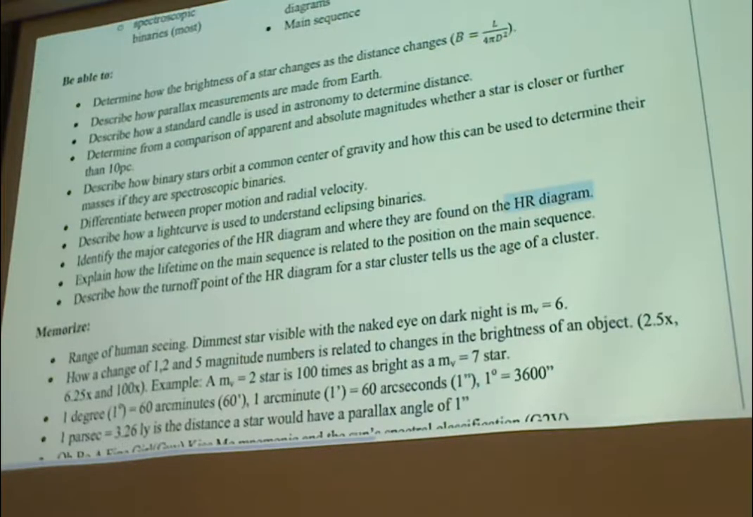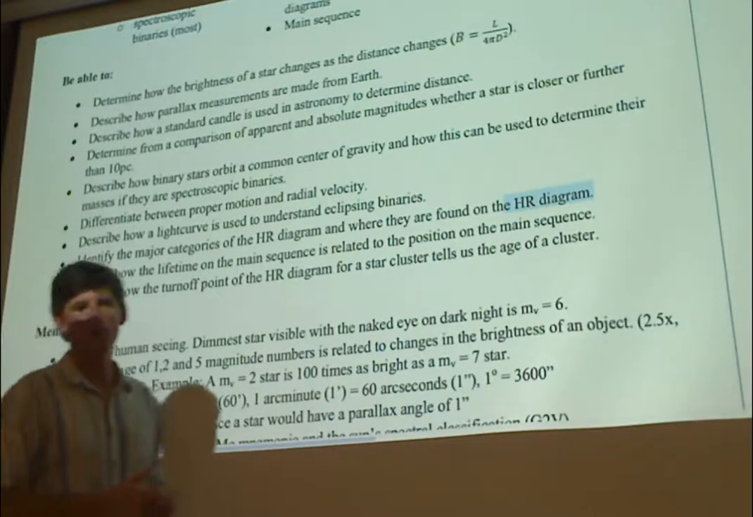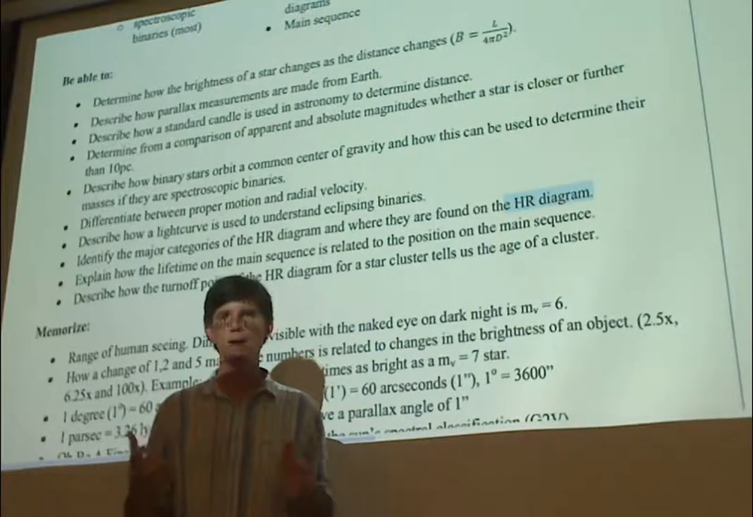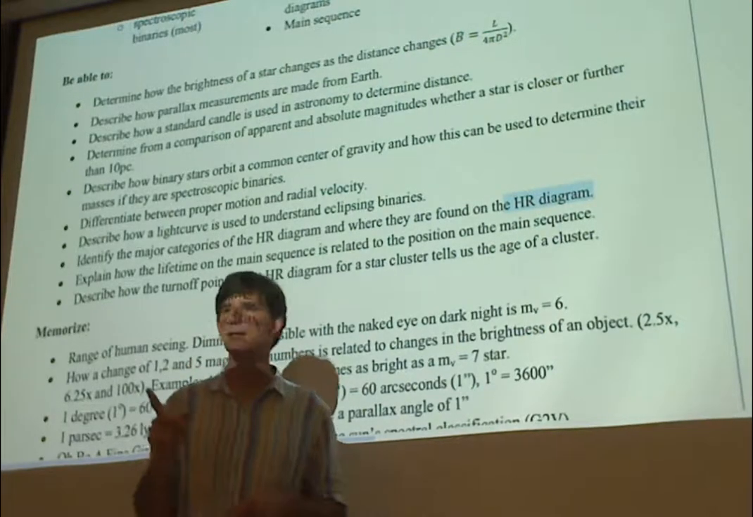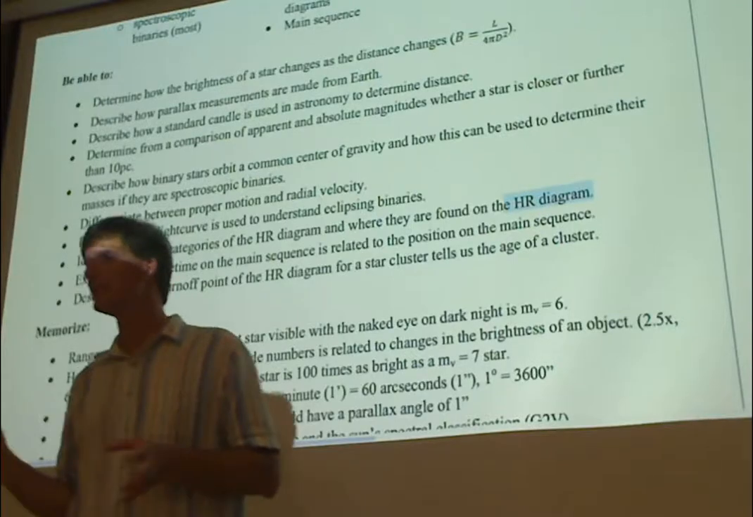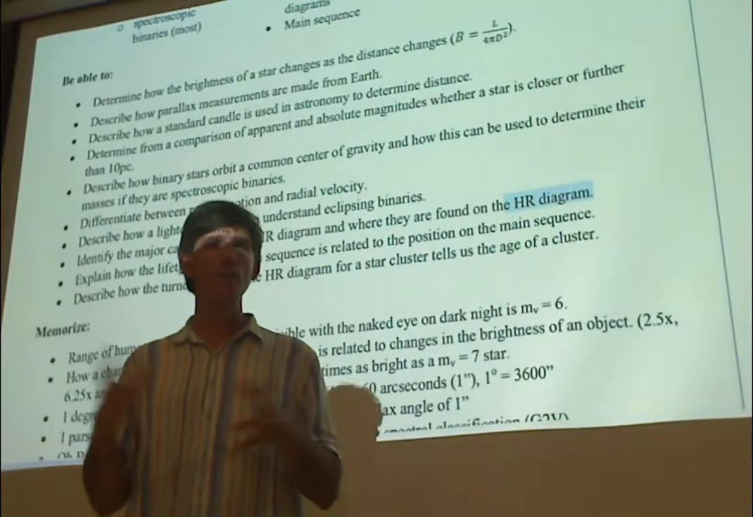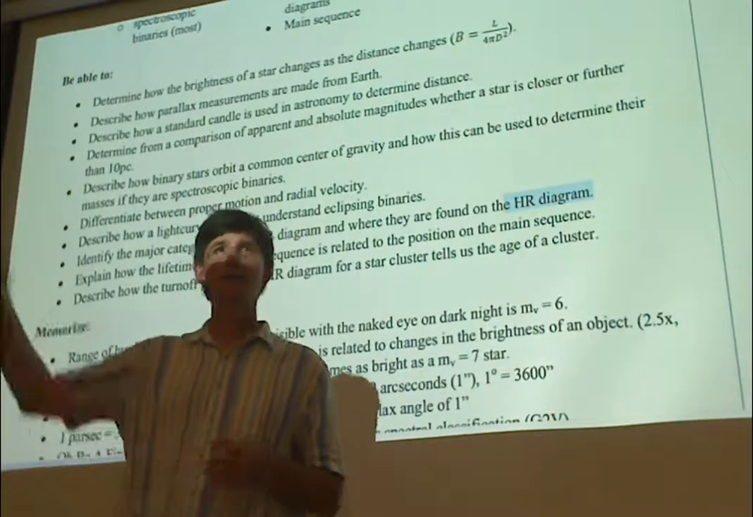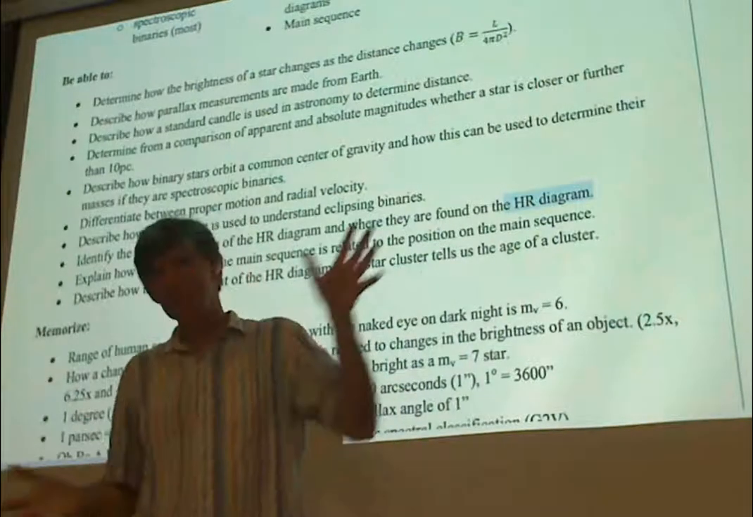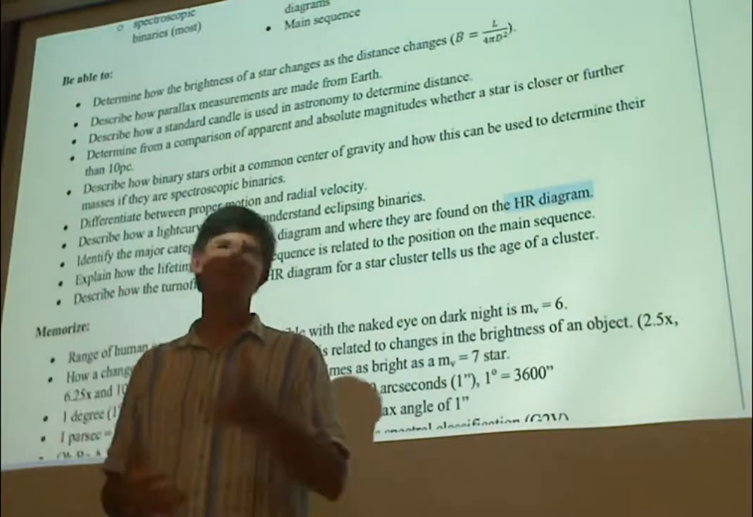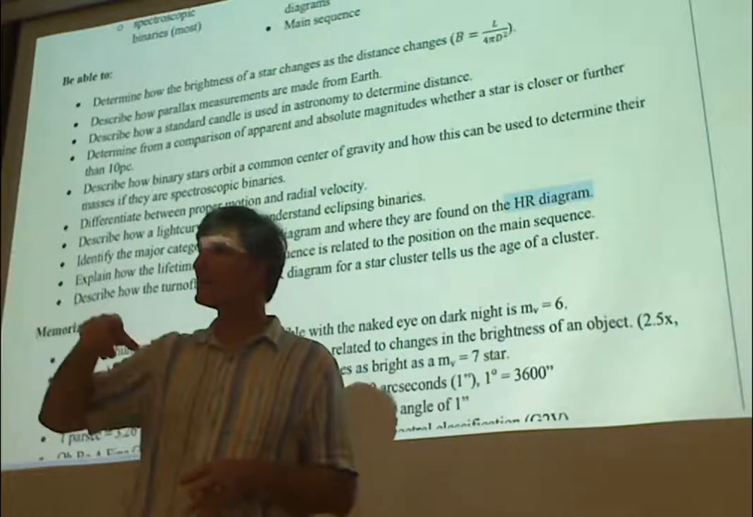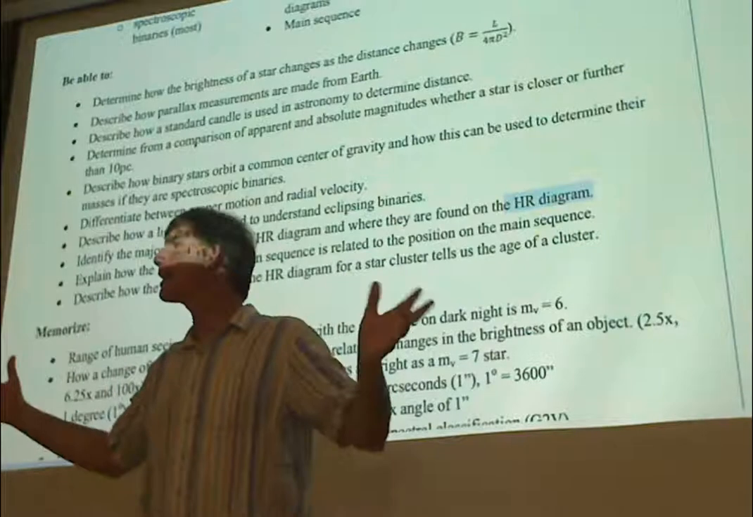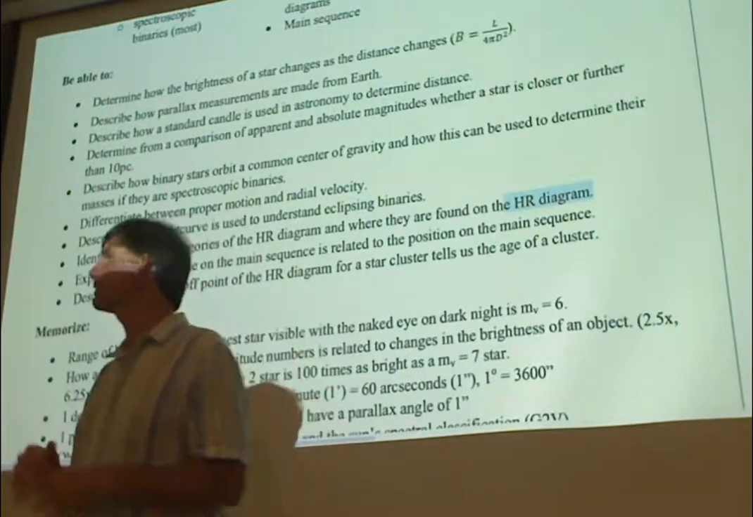Explain how the lifetime of the main sequence is related to the position of the main sequence. Okay, so everything about stars depends on this one factor. What is the one factor that determines everything about the life of a star? It's mass. Okay, so more mass means what? Gets to the main sequence faster, lives its life faster, and dies in a spectacular way, right? The smaller the mass, the longer it takes to get to the main sequence, the longer its life will be on the main sequence, the less violent its death will be.